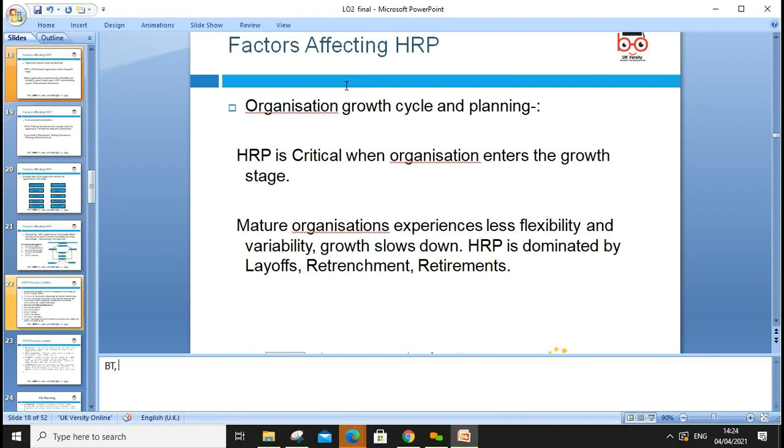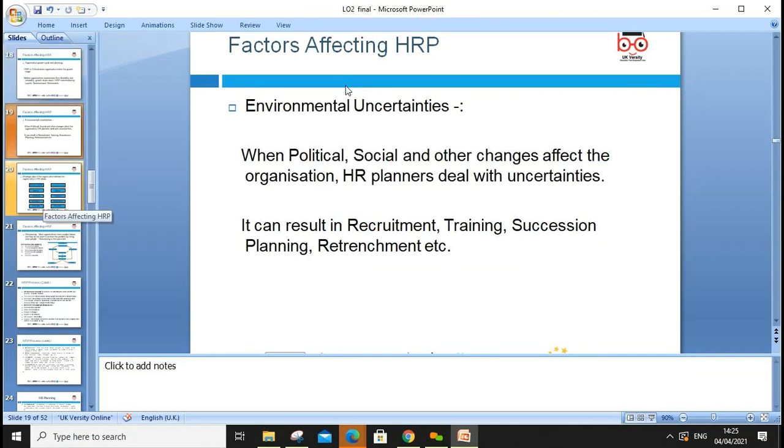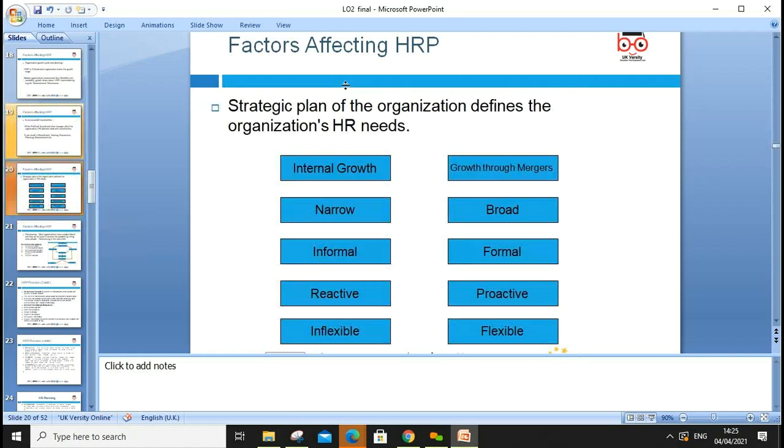Maybe in the short term you manage your HR planning and reduce the cost, but you need to look at the impact as well. In the UK we have the Information Commissioner's Office, we have the DPA, the Data Protection Act 1998, and we have GDPR, the new Data Protection Regulation 2018. We need to keep all of this in mind when we plan. So mature experience, less flexibility, various factors, we need to look at in our planning. Then environmental uncertainty, political. We need to look at internal growth, narrow, informal, reactive, or flexible.